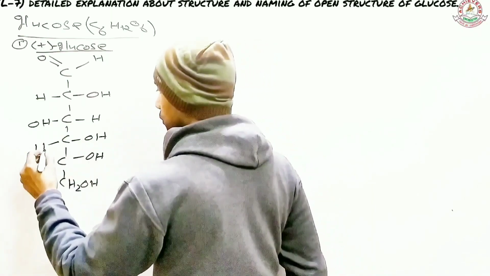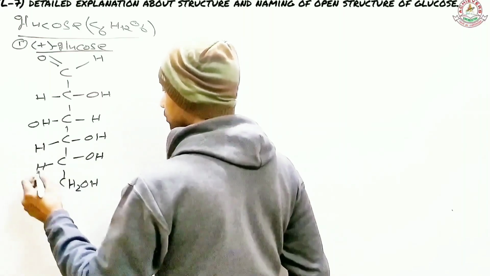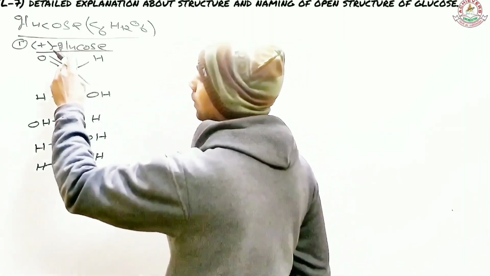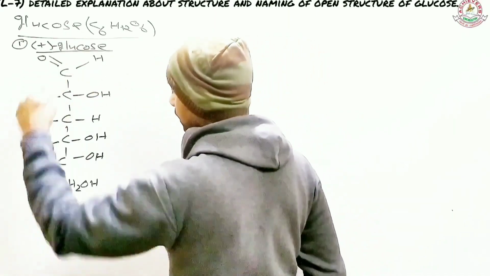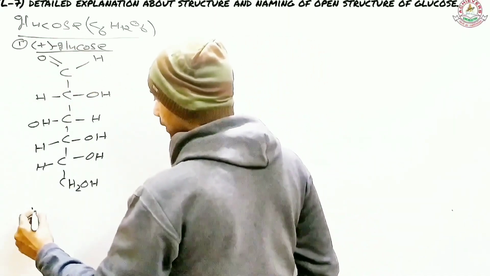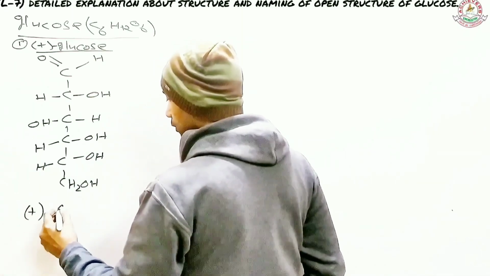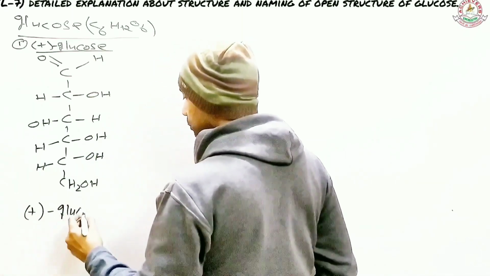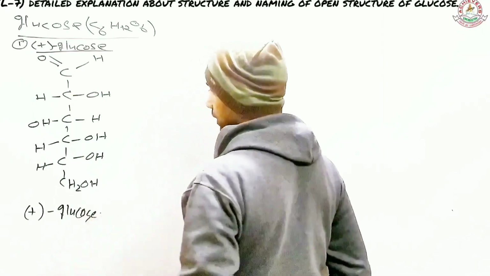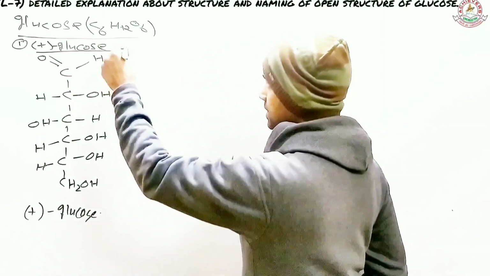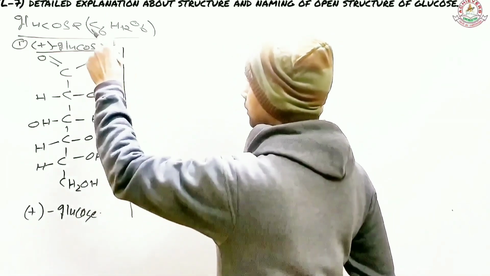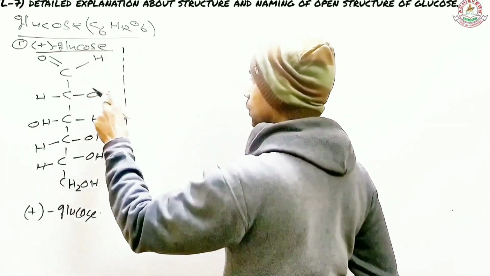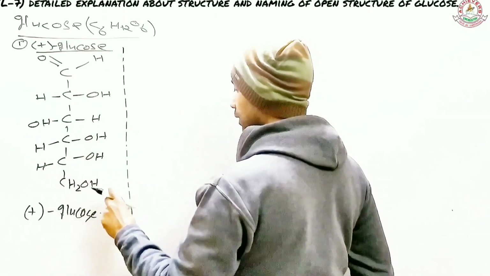Hydrogen is on the left hand side. So this is the structure of dextrorotatory glucose. Let me write it again. I have written it over there already. So this is your plus glucose, and this represents dextrorotatory. What I'm going to do is place a mirror here, and suppose this dotted line represents a mirror.